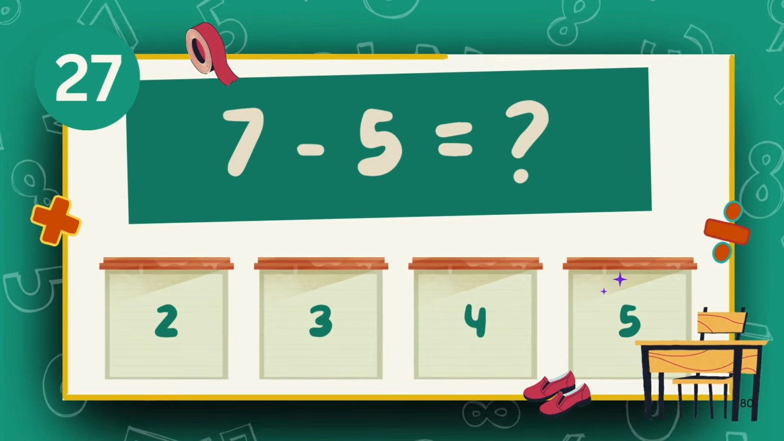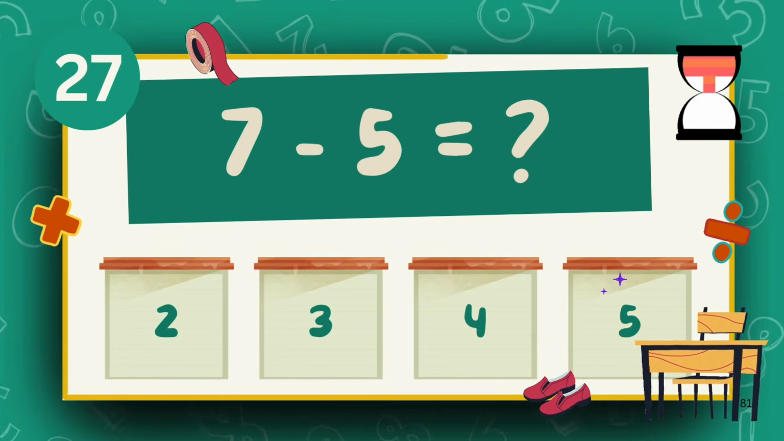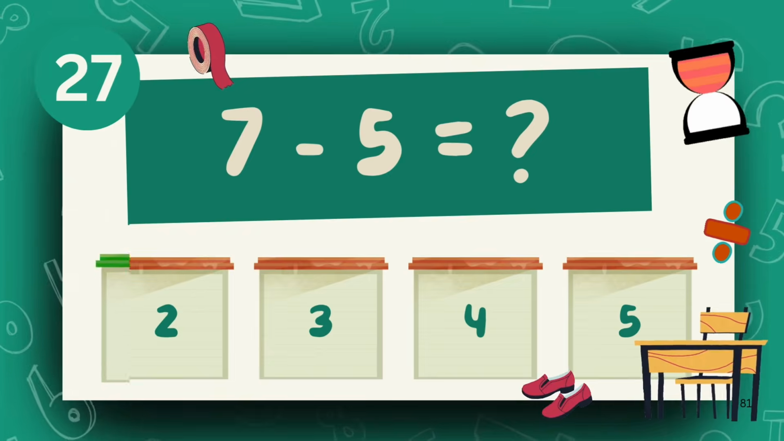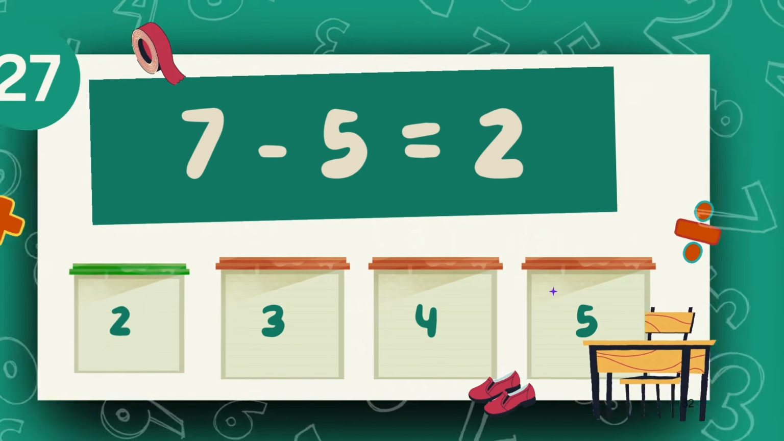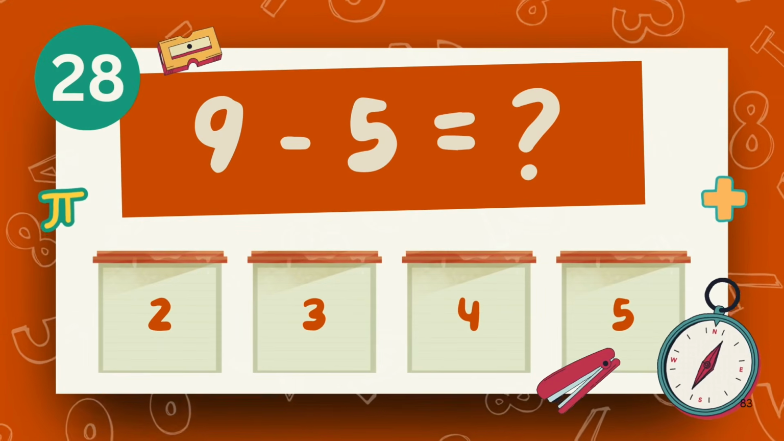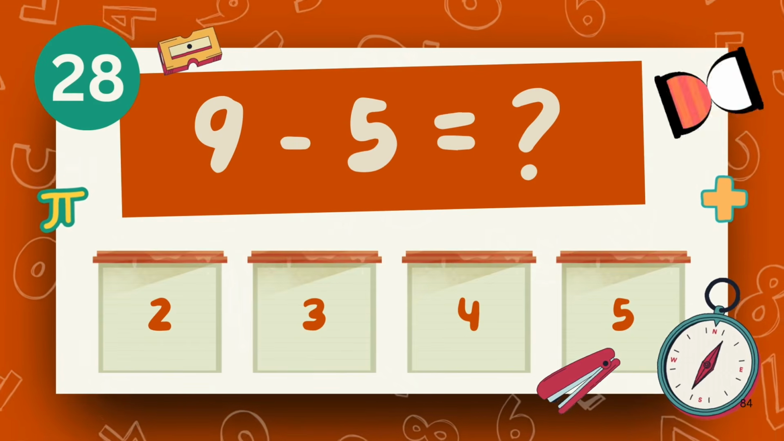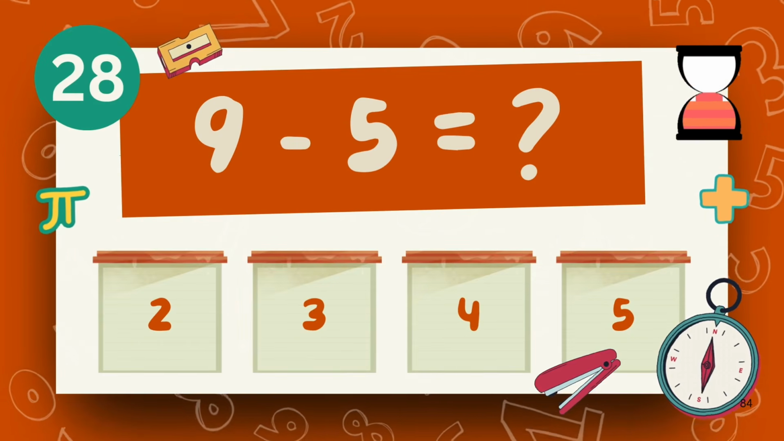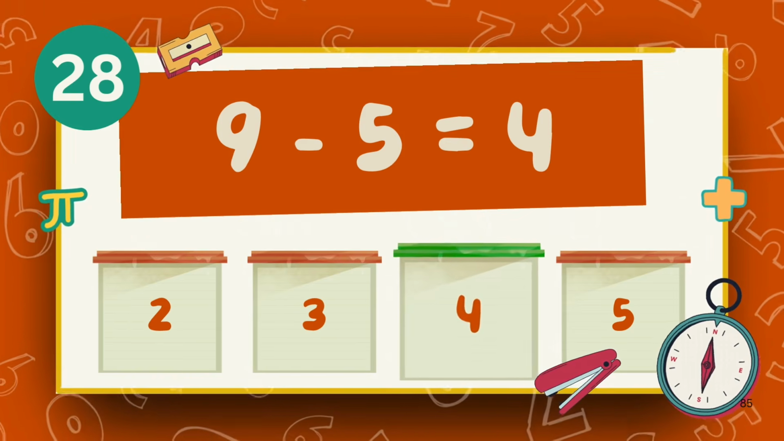What is 7 minus 5? The answer is 2. What is 9 minus 5? The answer is 4.